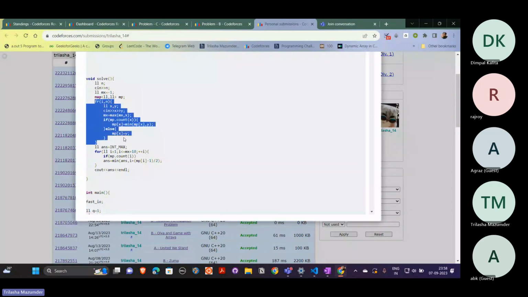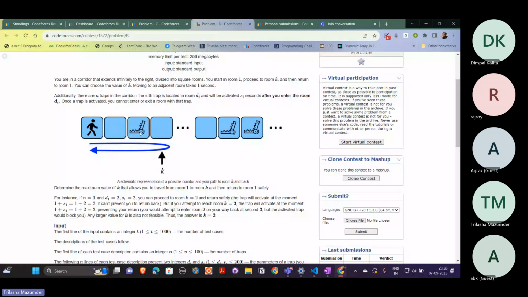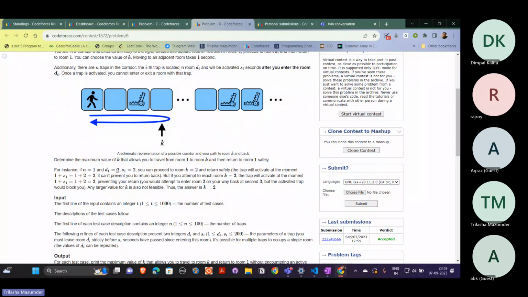In this way, I've stored for each room the condition that I have to satisfy, the corresponding time of triggering. Suppose I am at room number 2 and, as given, my time is s equal to 2. That means if I have to proceed to any further room, I have to come back again to the room from where I started. So it always has to be a multiple of 2.